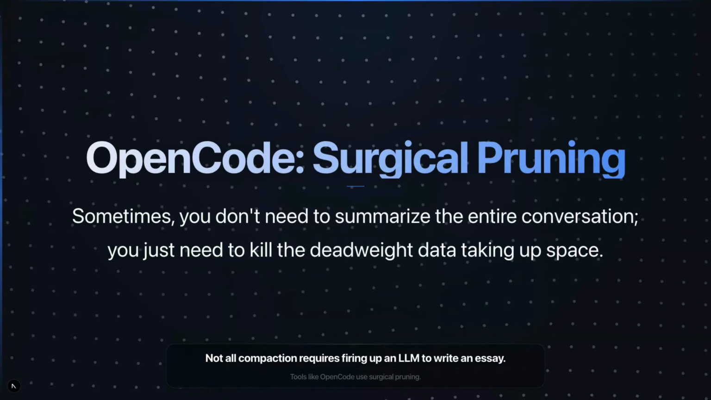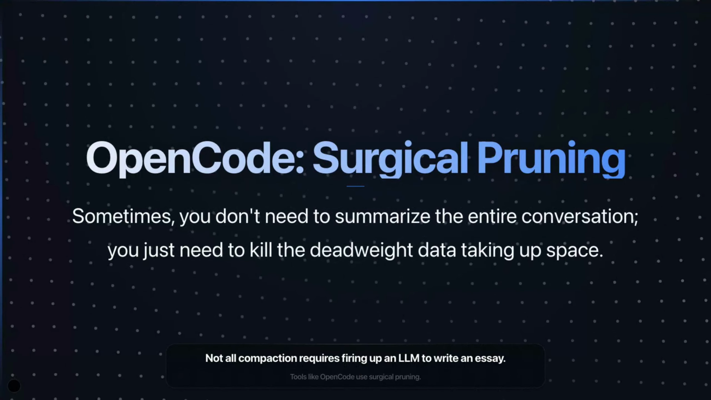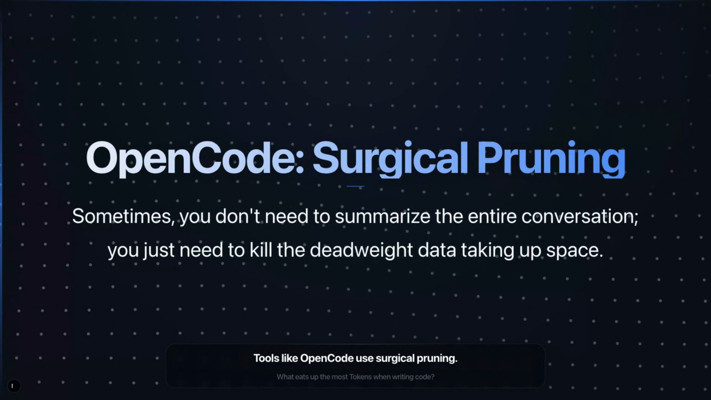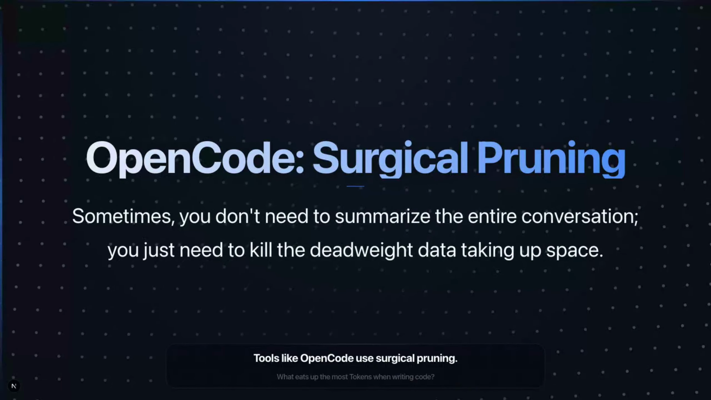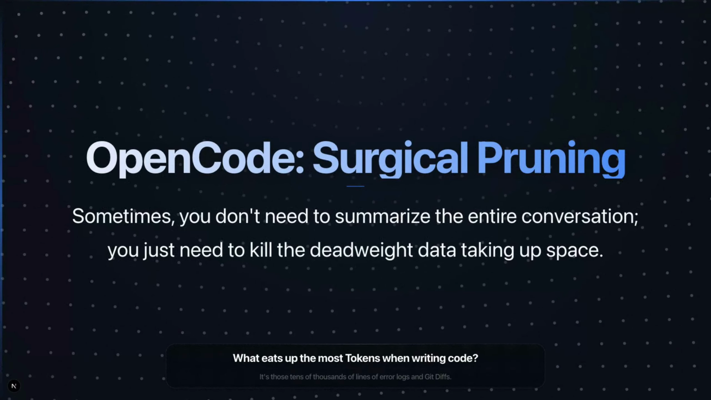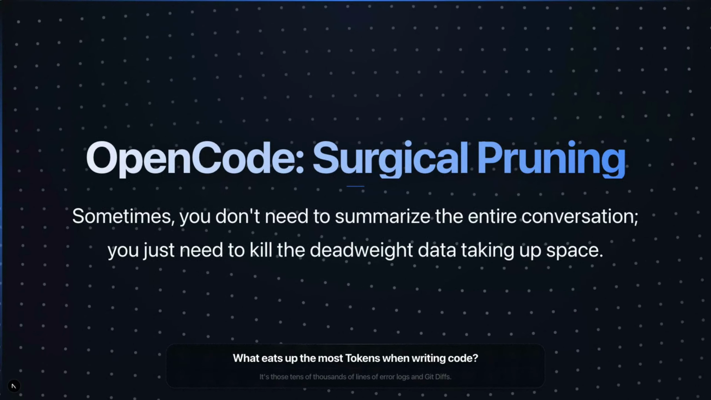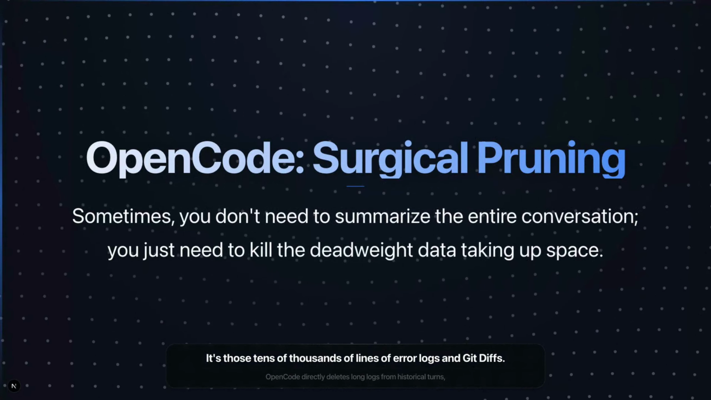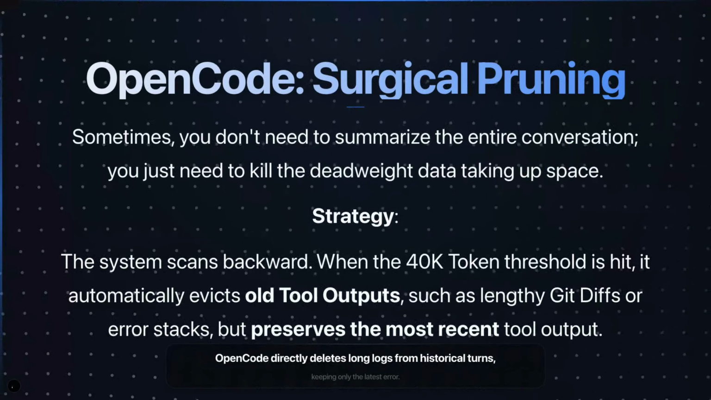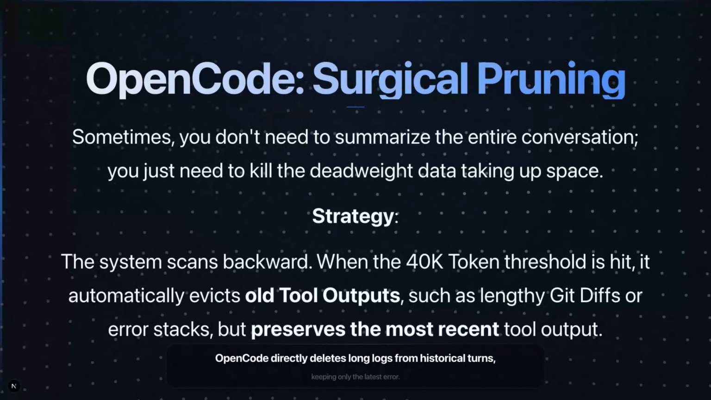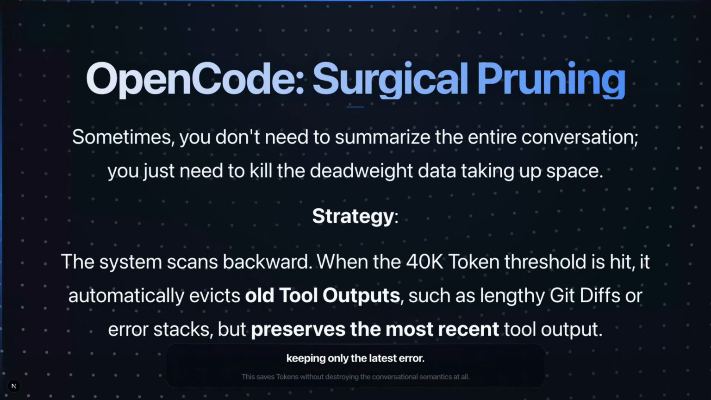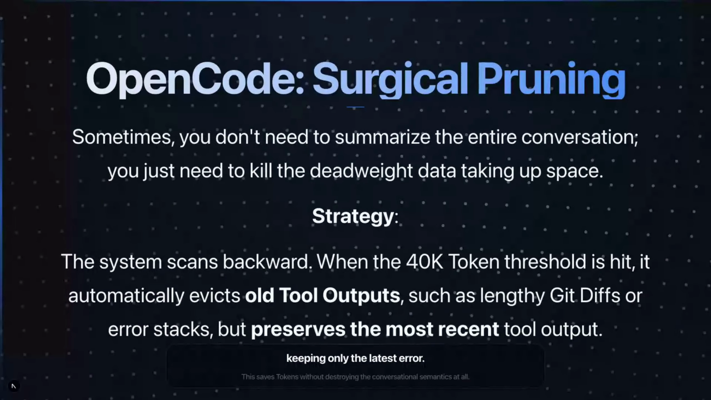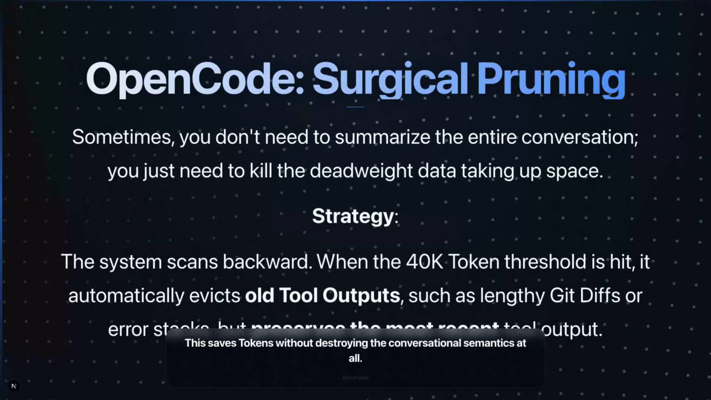Not all compaction requires firing up an LLM to write an essay. Tools like OpenCode use surgical pruning. What eats up the most tokens when writing code? It's those tens of thousands of lines of error logs and git diffs. OpenCode directly deletes long logs from historical turns, keeping only the latest error. This saves tokens without destroying the conversational semantics at all.